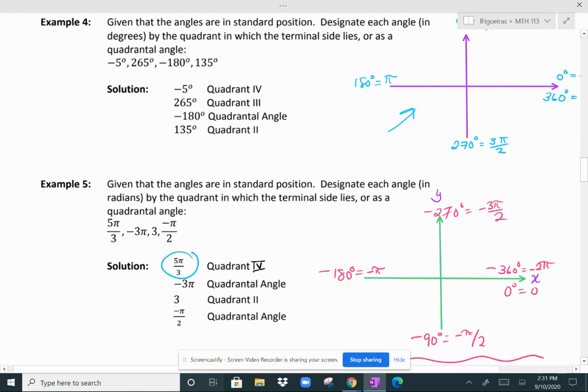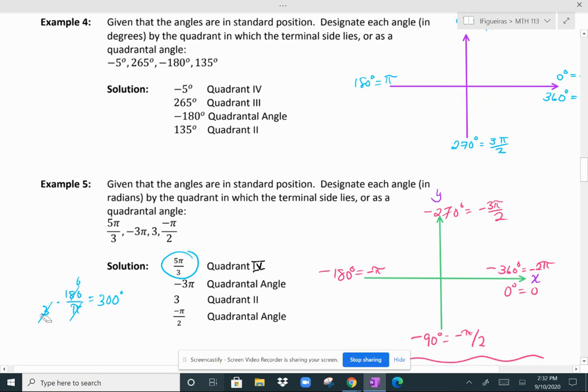So one way to figure this out is to convert it to degrees. So I'm going to convert that by multiplying by 180 over pi. It's easier to think in terms of degrees than radians. So the pi's cancel. 3 goes into 180 60 times, and you get 300 degrees. 300 degrees is between 270 and 360. So that would be in quadrant 4. So that's one way to approach it.